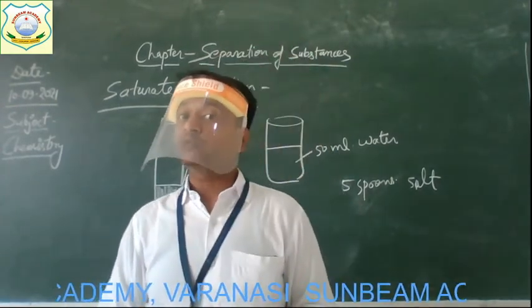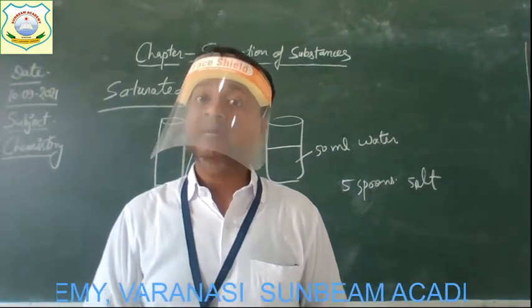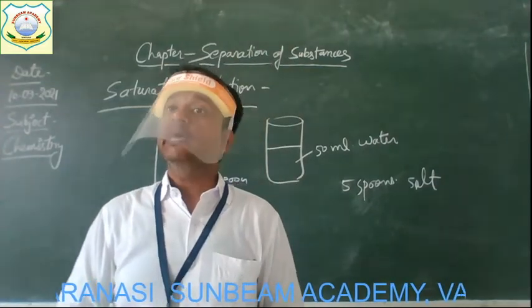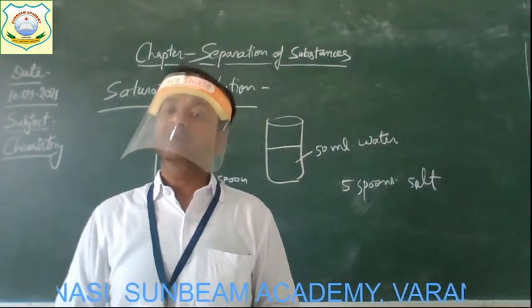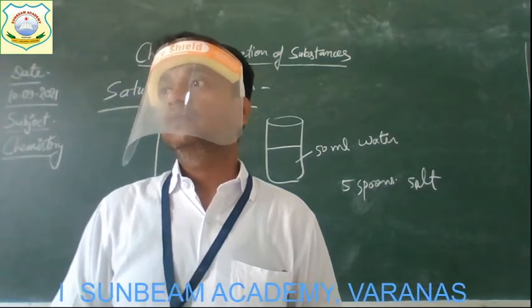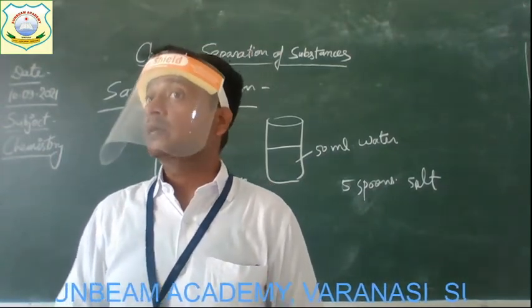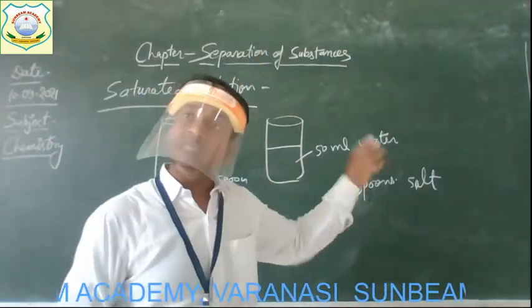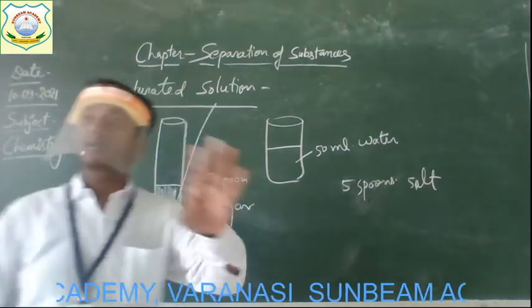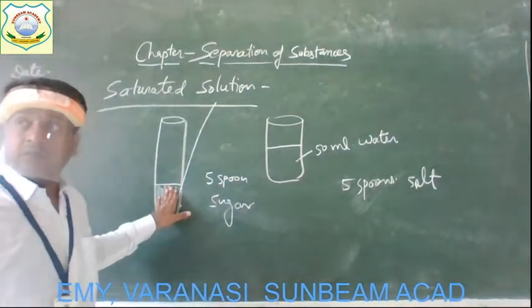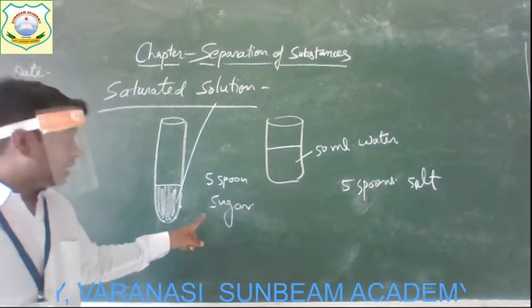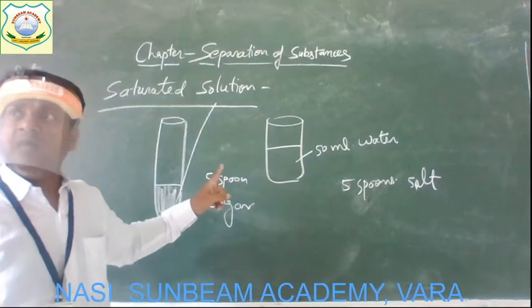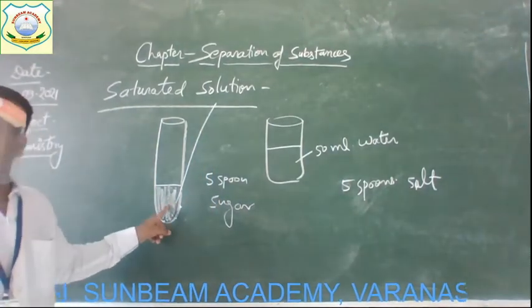So, the solubility of sugar in water increases with the increase in temperature, and the solubility of most other substances in water also increases with temperature. This you also have to remember. If the temperature is increased, the solubility of these substances will also increase. Suppose when our water was normal at room temperature, at that time we added 5 spoons of sugar to obtain the saturated solution. But what about when we heat it?